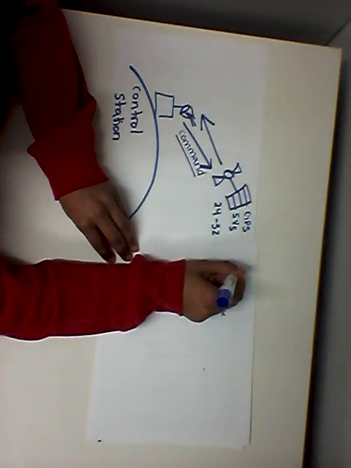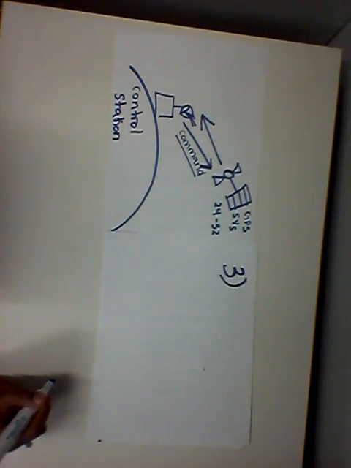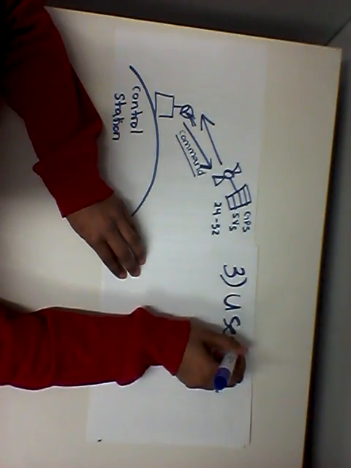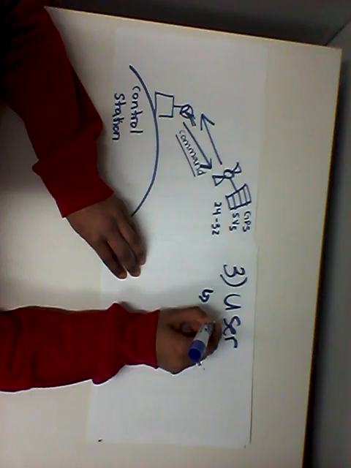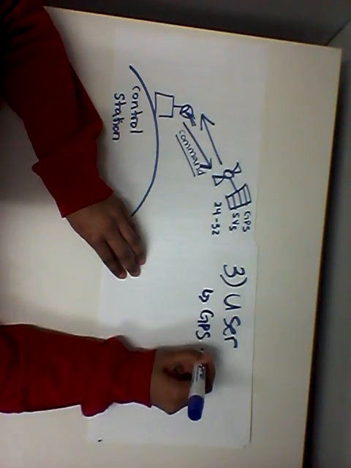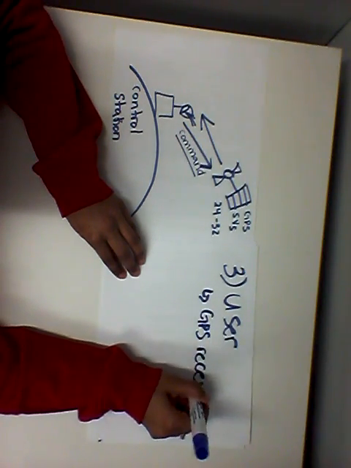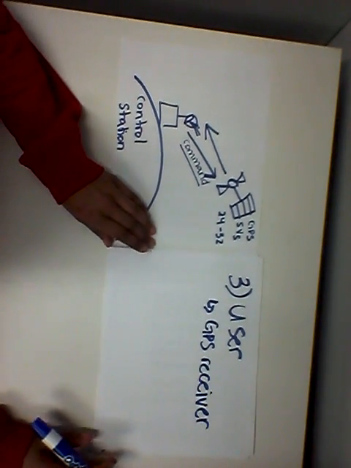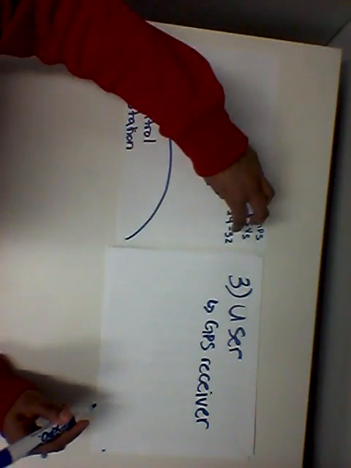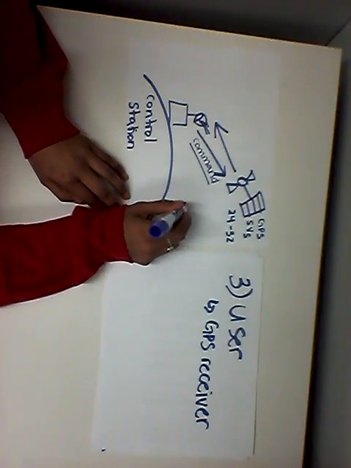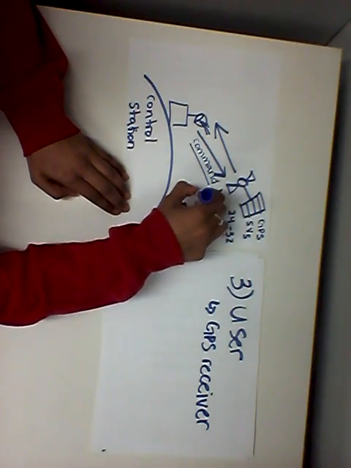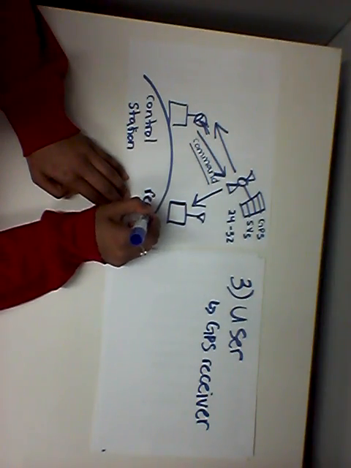So now, the 3rd segment that we have is the user segment, also known as the GPS receiver. Here is where we have all the information sent from the satellites to the receiver.